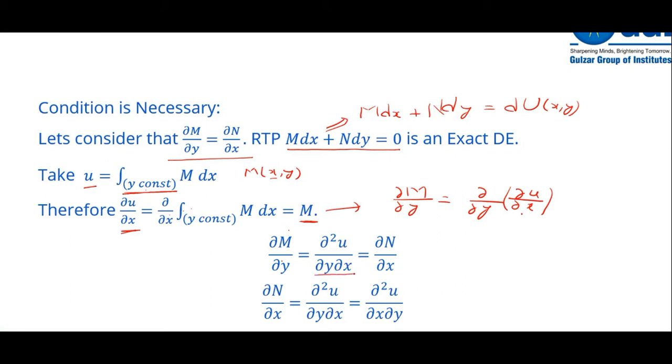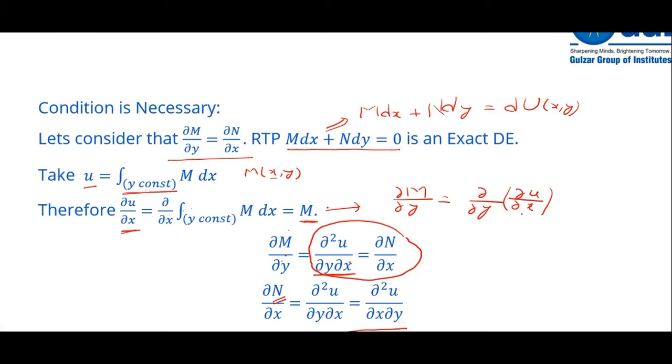And we further know that ∂²u/∂y∂x, so ∂m/∂y is equal to ∂n/∂x. This is given to us. So from here we find that ∂n/∂x is equal to ∂²u/∂y∂x, or we can rewrite it as ∂n/∂x is equal to ∂/∂y of ∂u/∂x. Now from this equation we will find the value of n.